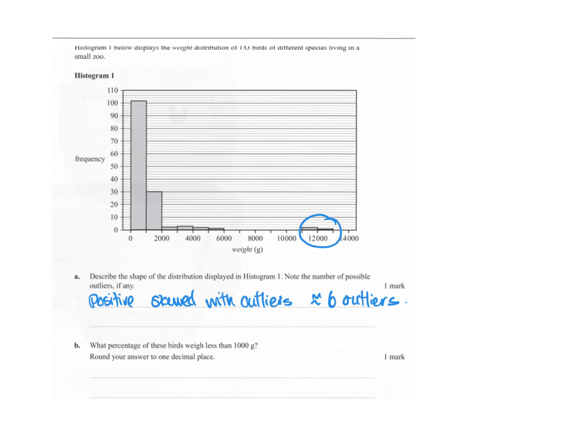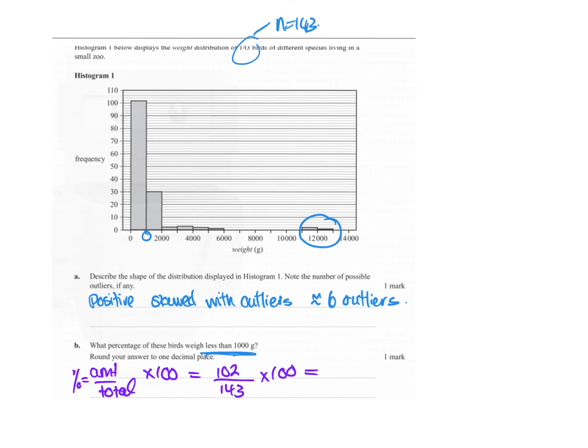All right. What percentage of these birds weigh less than 1,000 grams? So 1,000 is here. Up here they told me N was 143. And up there, that tower, less than 1,000 grams. What's that? 102, is it? I think so. Yeah. So remember, percentage would be an amount over total times 100. So we're going to say 102 over the total, which was 143, times 100. And what does that percentage come to?